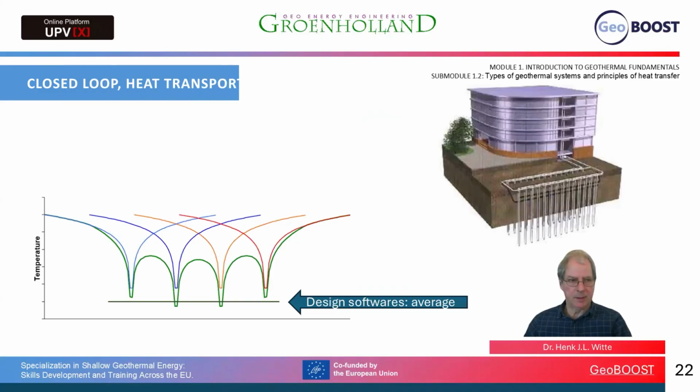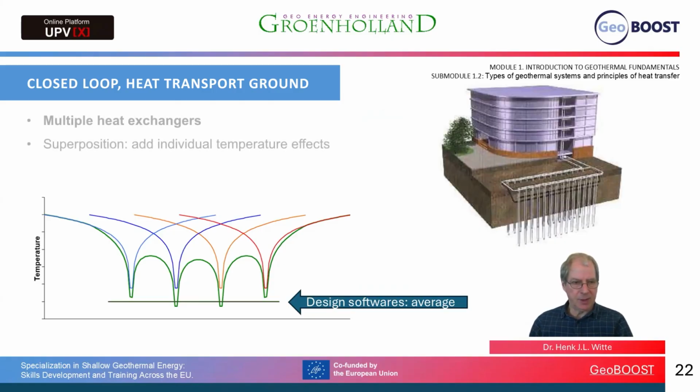So in the previous part of the presentation, we saw that with vertical borehole heat exchangers, we get a radial heat flow with a temperature gradient in the ground becoming smaller and smaller as we move further away. But we also have the effect of superposition, where we have to add up different temperature effects in the ground.